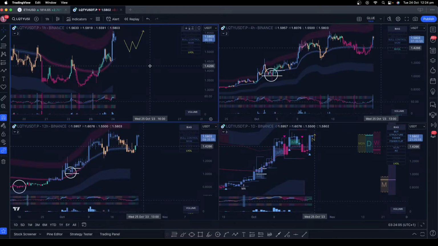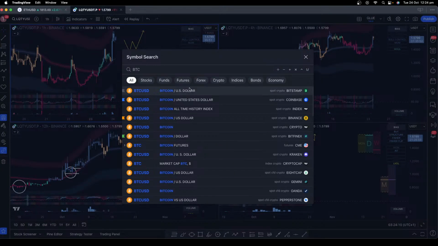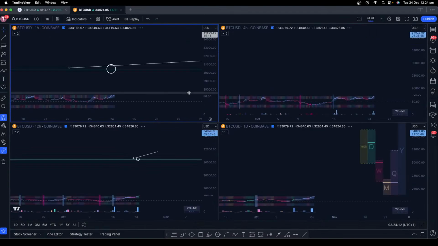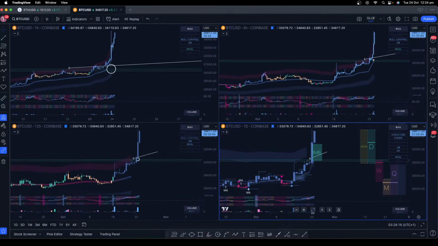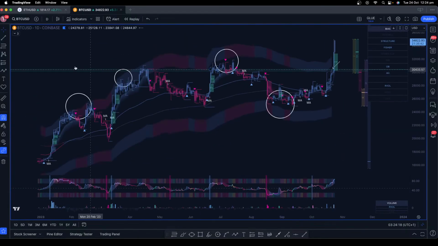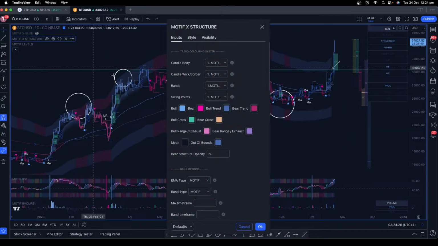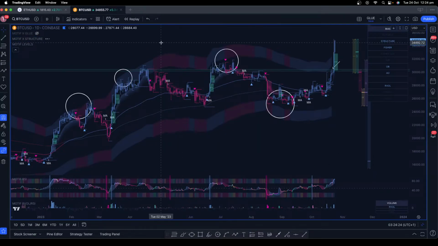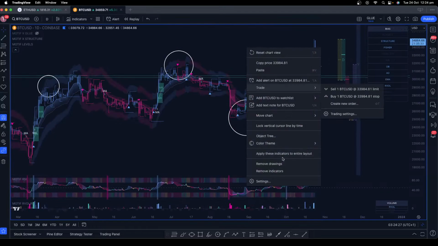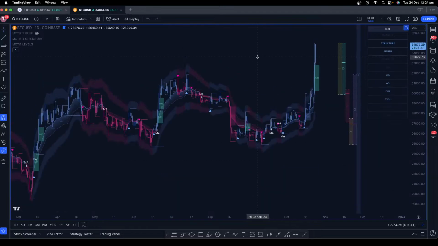I've been asked that question before. Do I think it's a bull market? Let's go to Bitcoin. Let's just bring this one up. What I'll do is I'll turn this back to the standard bands. Let's just remove the drawings.